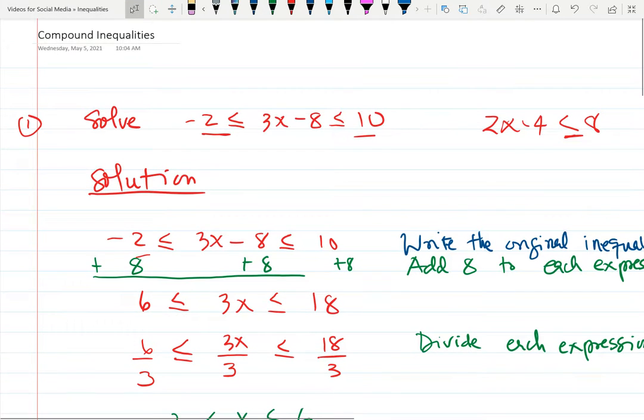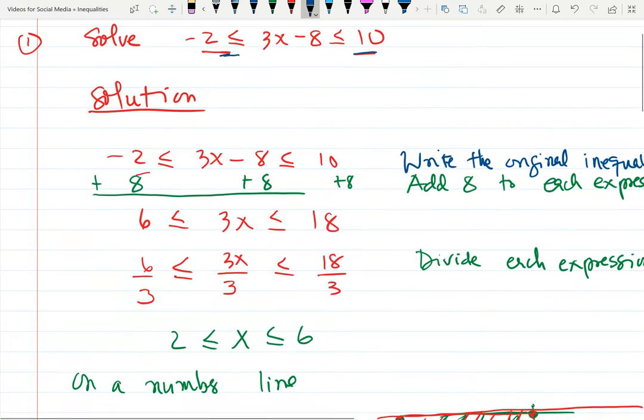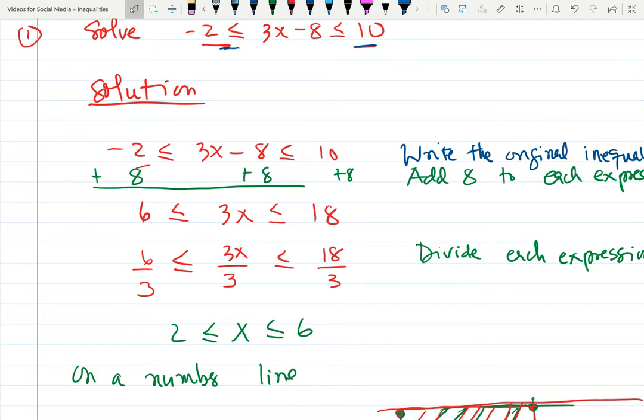All right, we are going to tackle compound inequalities. In the previous video, we just did inequalities with just one side, like 2x minus 4 less than 8, something like that. Now we have an inequality on the left side and one on the right side. We are still going to follow the same rules of algebra.